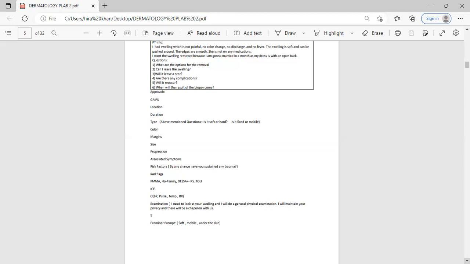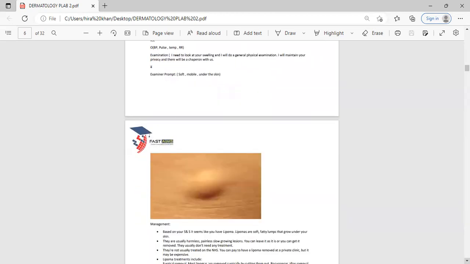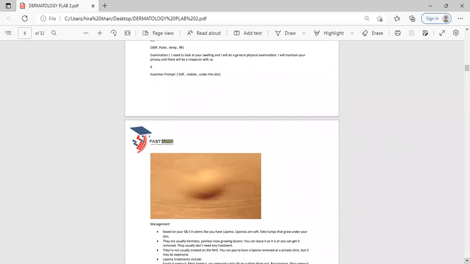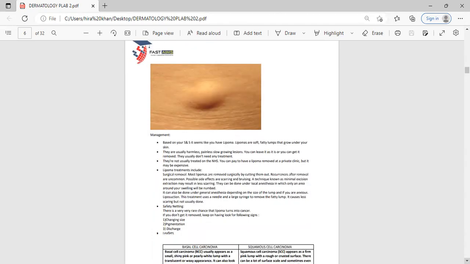All right. And when you mention all these things, the examiner will give you the picture. If you do not mention the examination, they will not give you anything. So do mention the examination, and they will tell you that it is soft, mobile, under the skin, and the picture will be here. Now, what you are supposed to do is break the news.